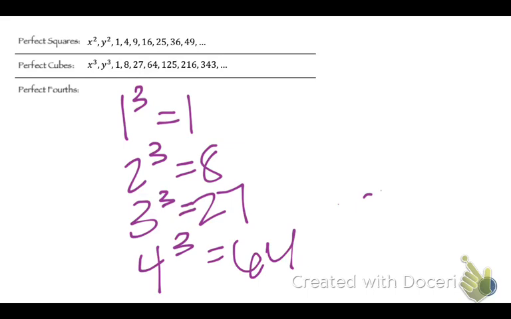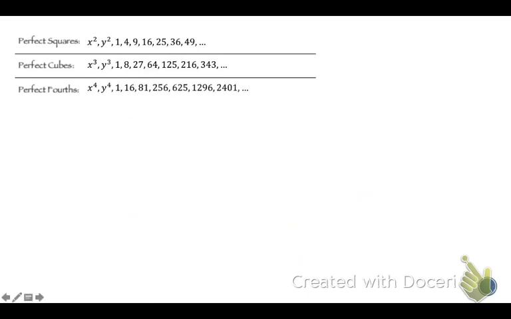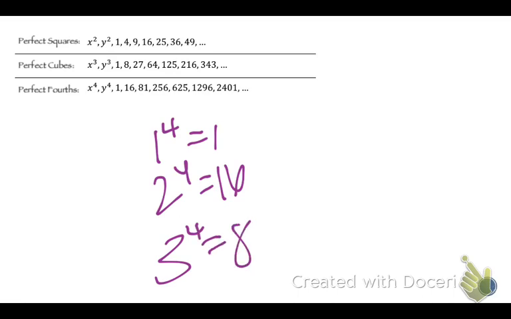Okay? And then fourths, that's like x to the fourth, y to the fourth, 1, 16, 81, 256, and so on. And I'll just explain it again. So 1 to the fourth is 1, 2 to the fourth is 16, 3 to the fourth is 81, and so on. Okay?